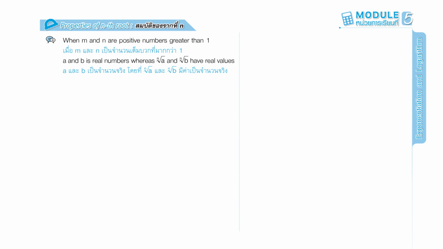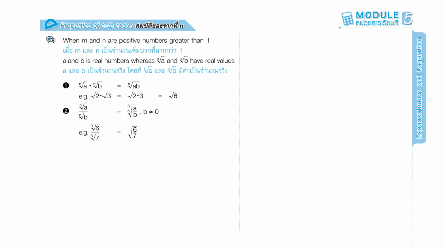Page 133. Properties of the n-th root. When m and n are positive integers greater than 1, a and b are real numbers, whereas the n-th root of a and the n-th root of b have real values. 1. The n-th root of a times the n-th root of b equals the n-th root of ab. Example, the square root of 2 times the square root of 3 equals the square root of 2 times 3 equals the square root of 6.